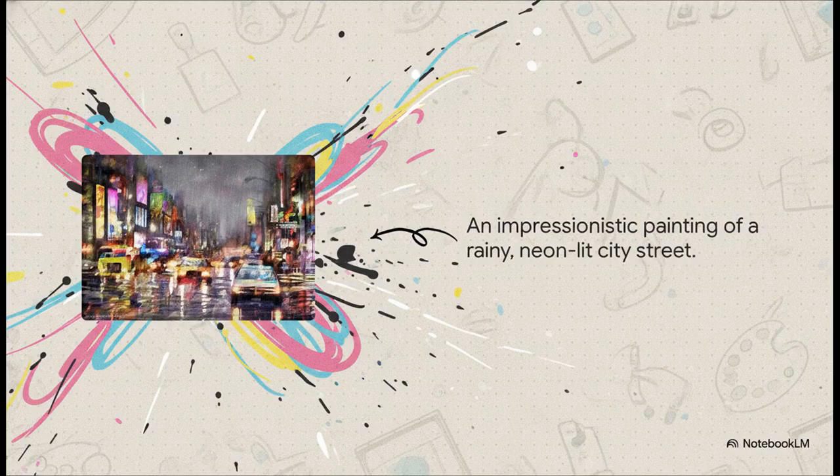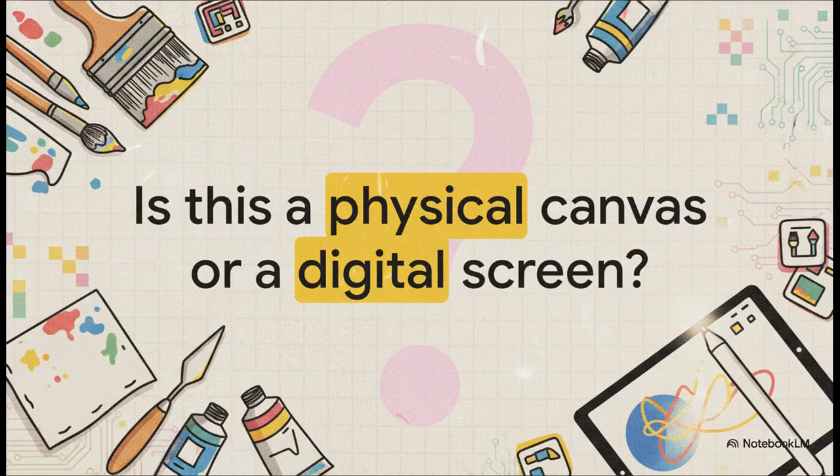Really look at it. Notice how that neon light just bleeds onto the wet pavement, the texture of the rain, the thick gobs of paint. I mean, it's got all the hallmarks of a classic Impressionist oil painting, right? But appearances can be deceiving. So that's the big question, isn't it? Was this painted with a real brush on a canvas, or was it made with a stylus on a screen?